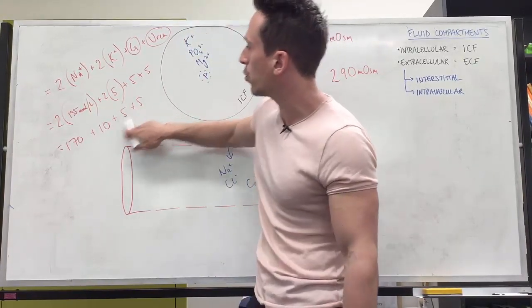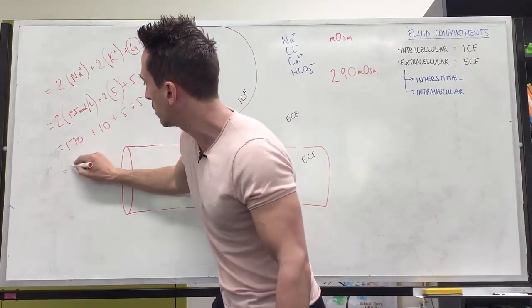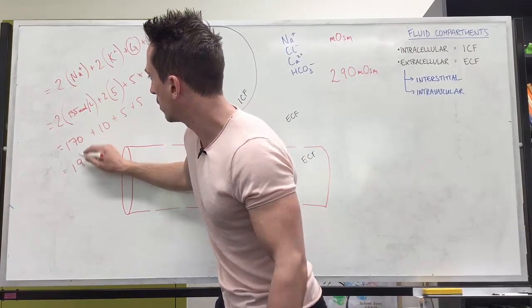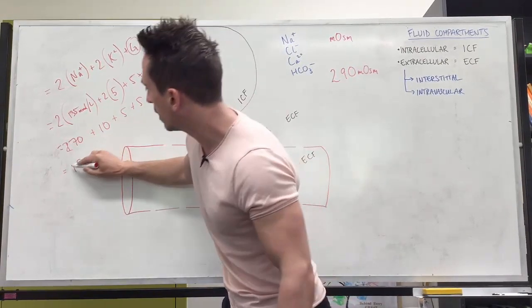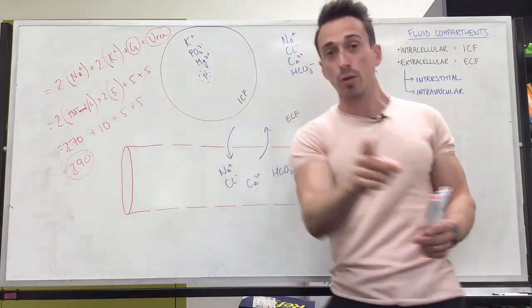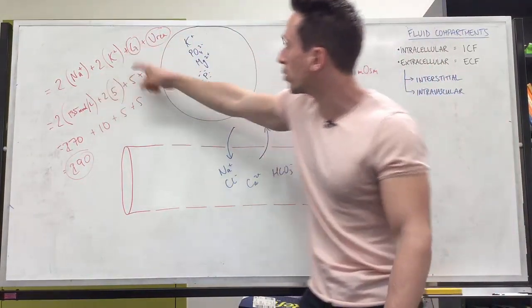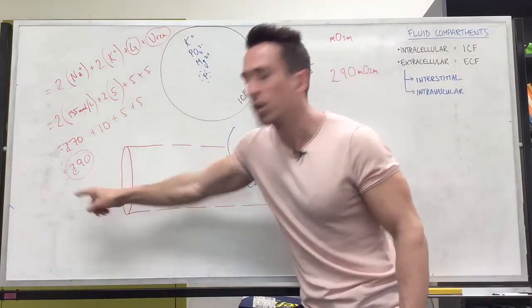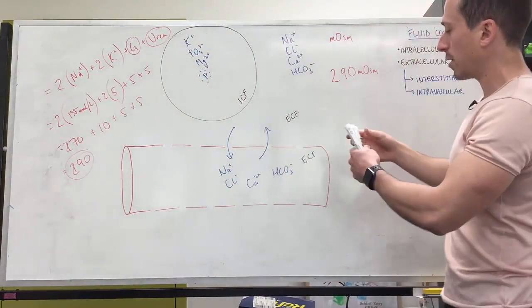10 plus 10 equals 20, plus 170 is 270, is 290. So we've got 290 milliosmoles. That also means if you increase the amount of sodium or glucose, urea or potassium, it's going to change that concentration.